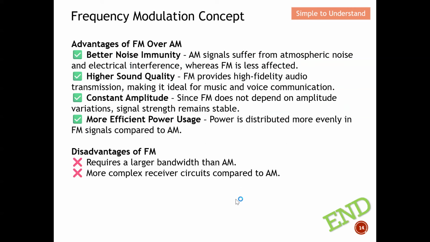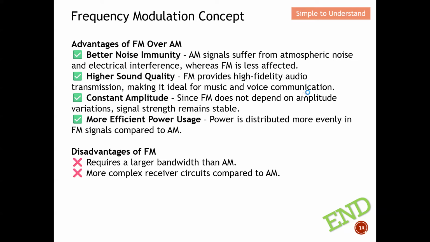Coming to my last slides, let me quickly discuss the advantages of FM over AM. We know that FM has better noise immunity. An AM signal suffers from atmospheric noise and electrical interference, whereas FM is less affected. We will discuss this more in my later series on frequency modulation. FM also has better sound quality as compared to AM, because FM provides very high fidelity audio transmission. Therefore, it is ideal for music and voice communication.